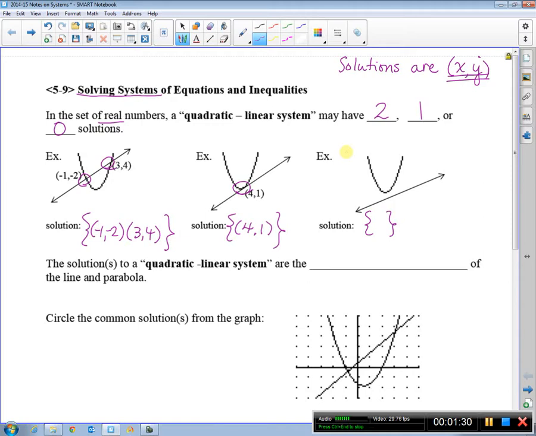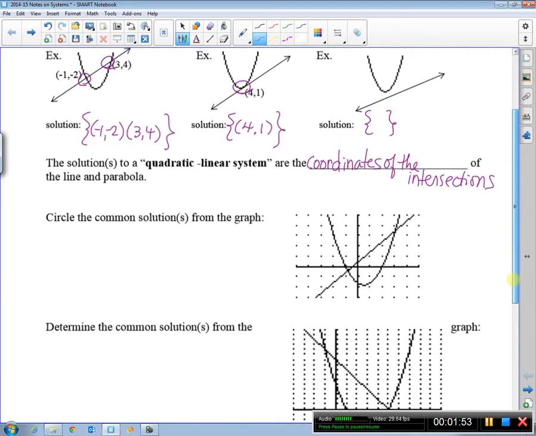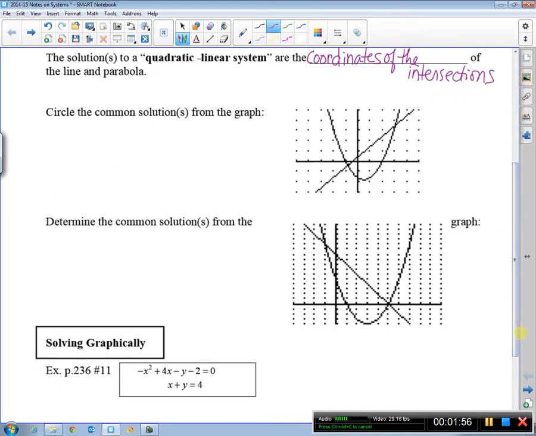So remember, like I told you at the top, the solutions to a quadratic linear system are the coordinates of the intersections of the line and the parabola. So we'll just get a little warmed up here, taking a look at this picture, which might be sort of hard to tell, but we'll do our best. Circle the common solutions from the graph. That's easy. We can circle that and that, so there would be two solutions.